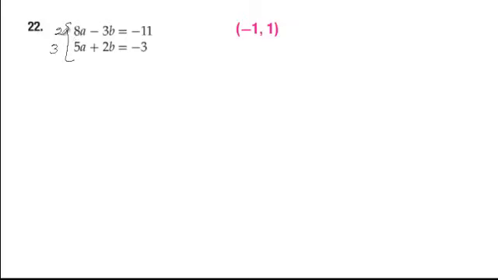Otherwise you have to multiply here, as we mentioned before, 5 and 8. We multiply one of them by a negative sign so that we can subtract. So if you multiply 2 by 8 you get 16a, multiply 2 by minus 3 you get minus 6b, and multiply 2 by minus 11 you get minus 22.